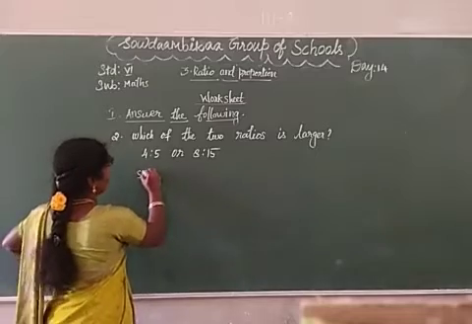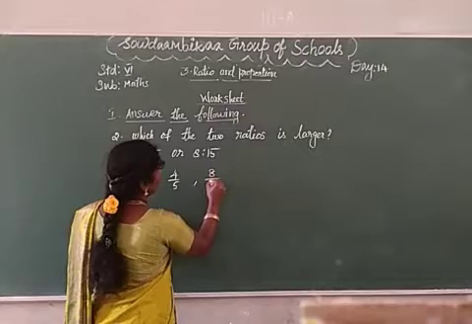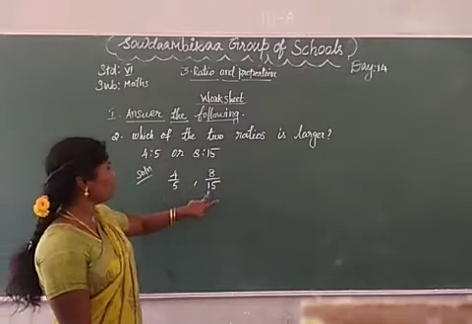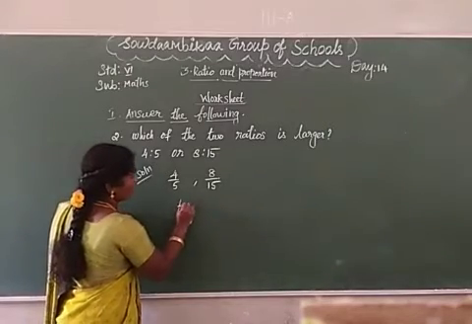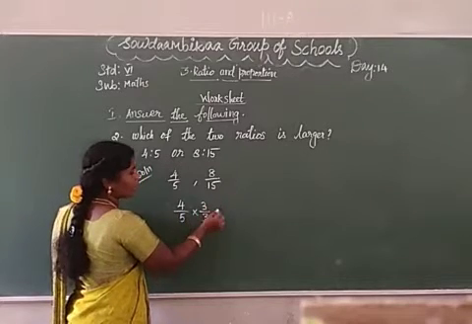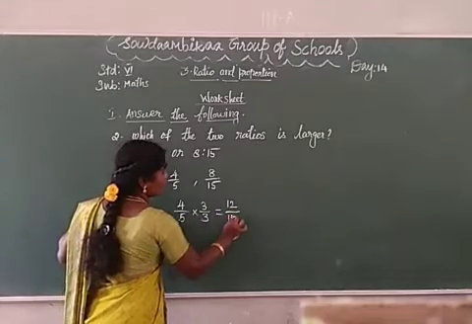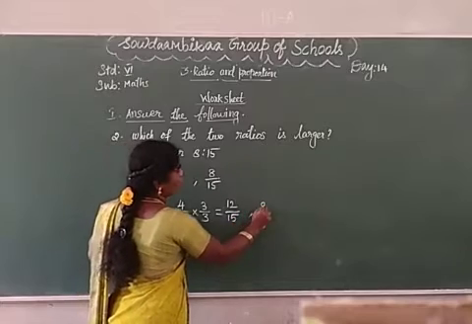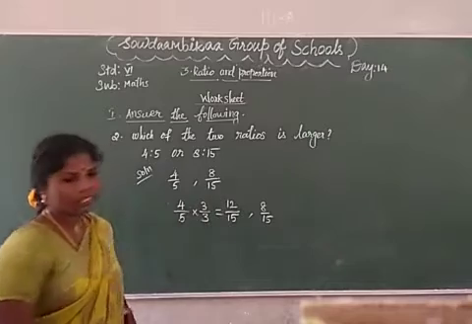First write 4 divided by 5, 8 divided by 15. See, one denominator is 5, another denominator is 15. Okay, so not equal. Now 4 divided by 5, multiply both numerator and denominator by 3. 4 3s are 12, 5 3s are 15. Next is the next one, 8 divided by 15. See, 12 divided by 15 or 8 divided by 15.